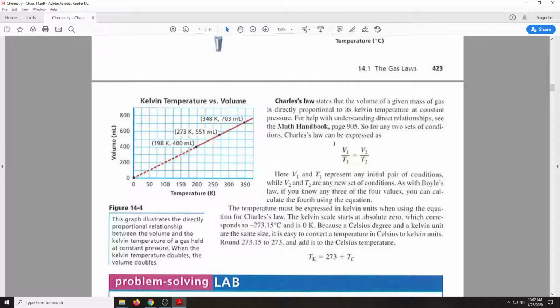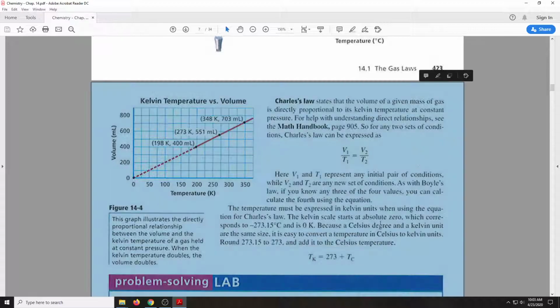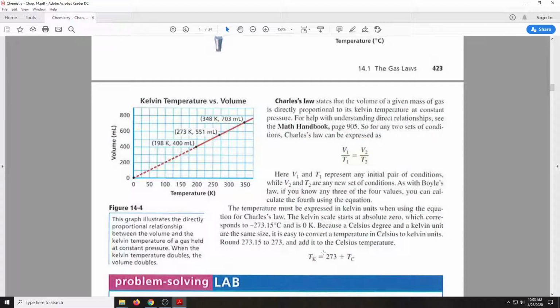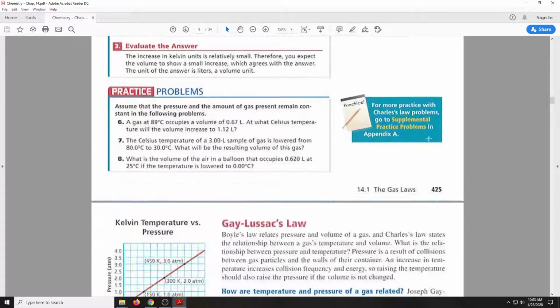We can write that in terms of V1 over T1. And any two sets of conditions, just like the last one, is the same thing. So V1 over T1 equals V2 over T2. Just always remember, we need to be using Kelvin instead of Celsius. And it's simple. The way you do that, you just add 273 to Celsius, and that gets you how many kelvins something is. So not too complicated, just an addition problem to get the right temperature.